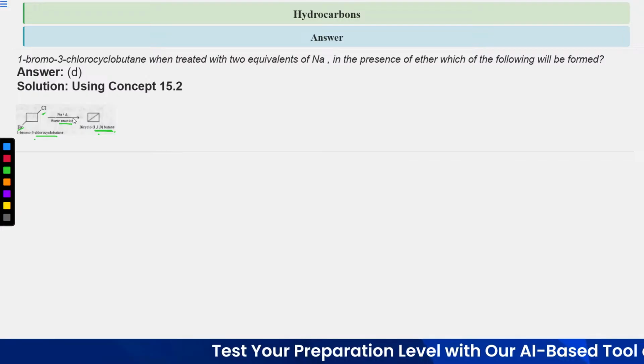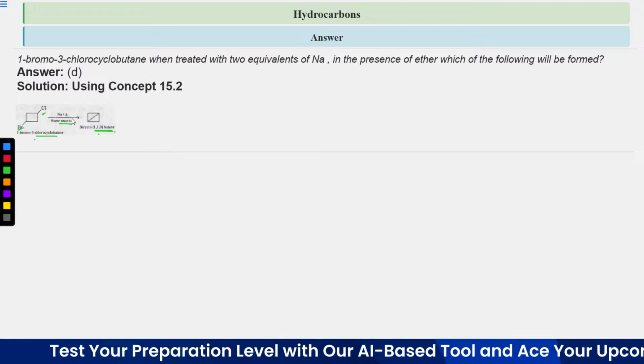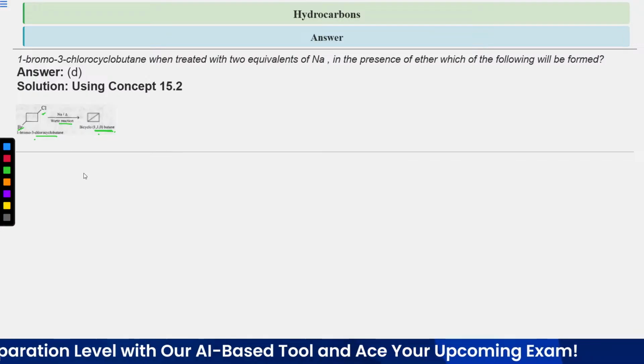Thus, our correct answer is option D. Let's move on to the next one.